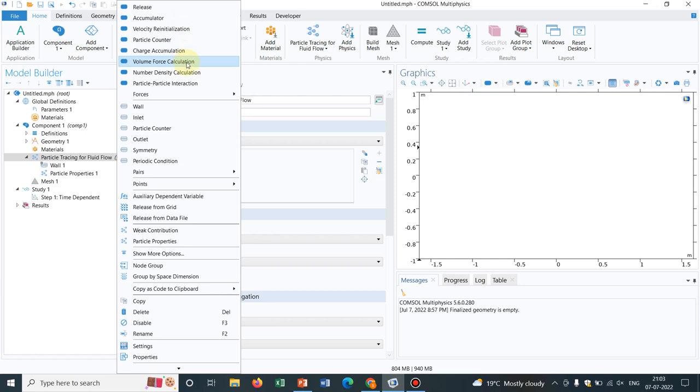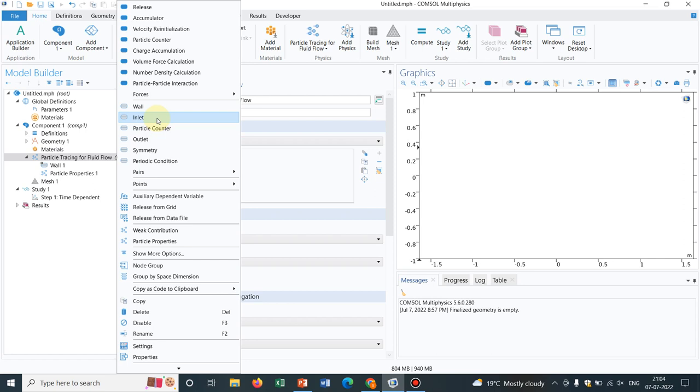You have volume force calculations. Sometimes you need to put in some forces and check on them, and then you can use these volume force calculations. You have inlet and outlet options. Those are usual for fluid flow, and as this is particle tracing for fluid flow, you have those options. Again, those options are similar to fluid flow. Whatever you have used in fluid flow, you can use here.